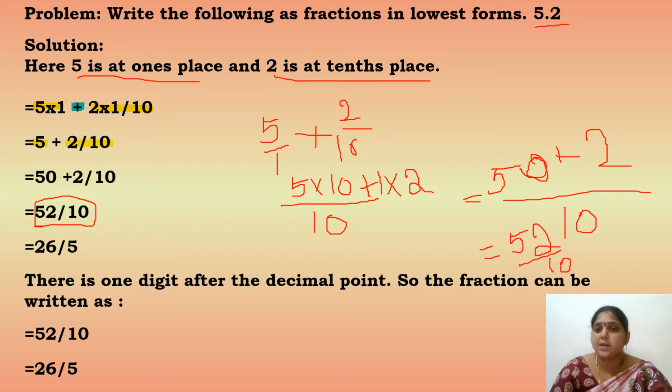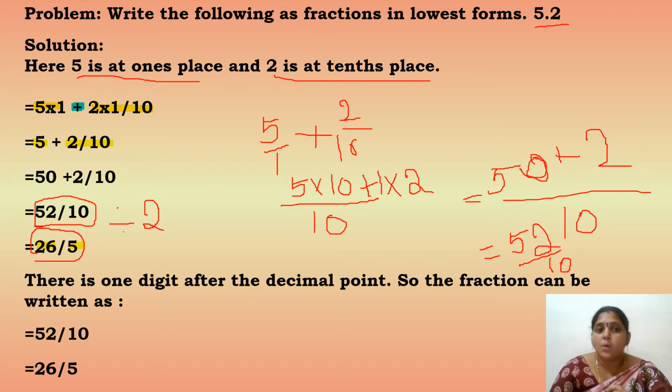In which table, Nana? You can cancel them in the table of 2. If you are cancelling in the table of 2, 52 goes 26 times and 10 goes 5 times. Is it right or wrong? Yes. In the 2 table, you have divided both numerator and denominator by 2. Then only you are getting the answer 26 by 5.